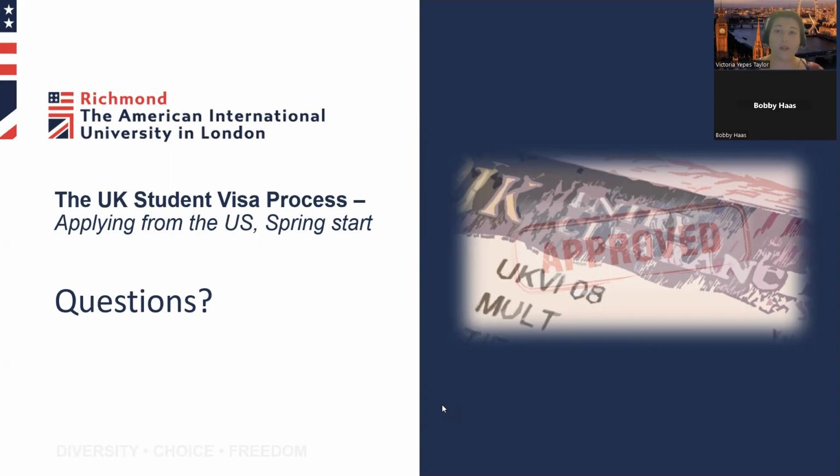So US passport holders, and this is a good question for everybody, US passport holders can enter the UK and be tourists for up to 6 months. But for Richmond to accept you as a student, you do have to have your student visa. And you have to apply from where your passport is from, so you couldn't do it in the UK kind of thing.